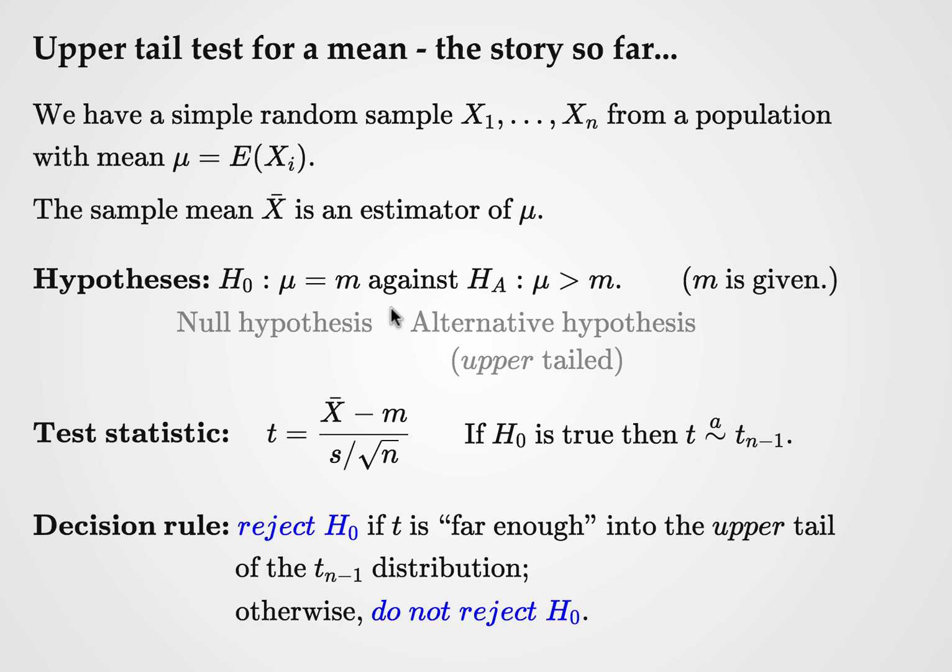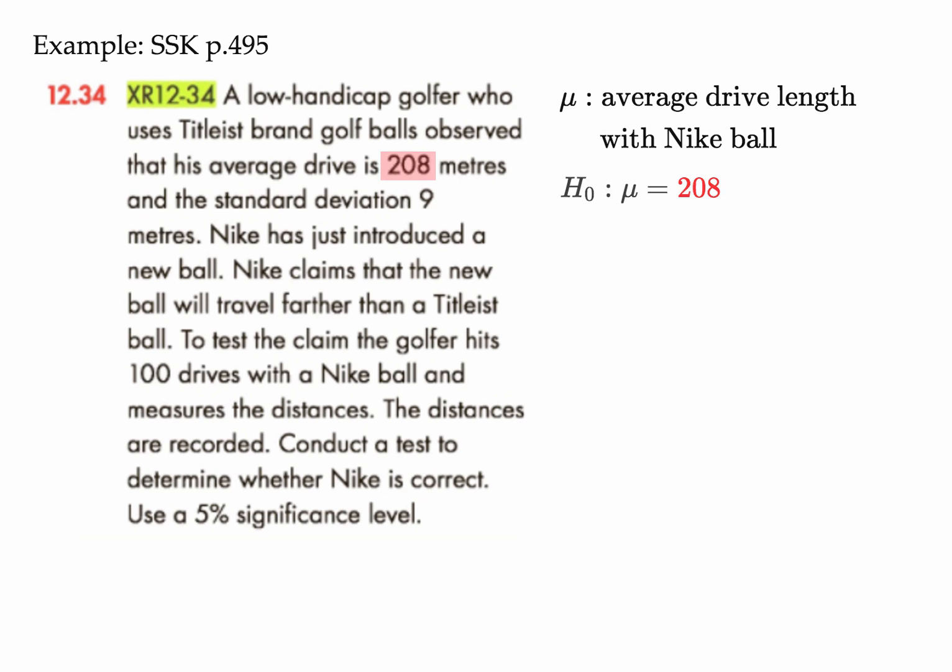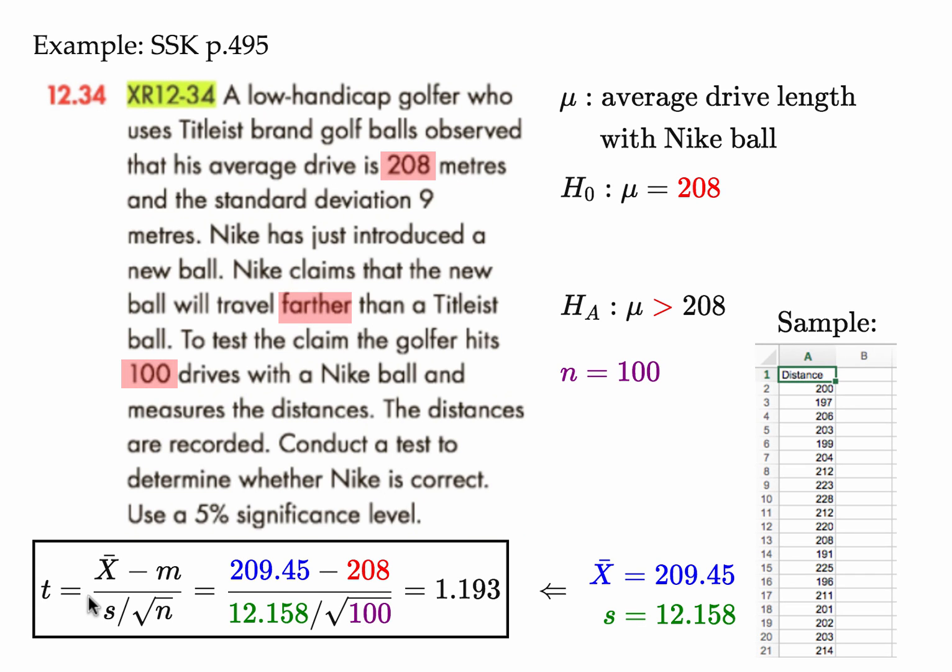Just going back now to what we're filling in. So we've got the X bar, we've also got the S, and we know that the n is 100, so we have sufficient information to calculate this test statistic right here. Okay, so that's what's going to happen next. Here's the test statistic calculation. X bar, and the mu, so I should mention here, the mu is this 208, right? So the mu is the value which is specified under the null hypothesis, so that gets substituted in here. X bar we've calculated, 209.45. The S we've calculated over here. The n, the sample size, is 100, and then we can calculate that thing to be equal to 1.193.